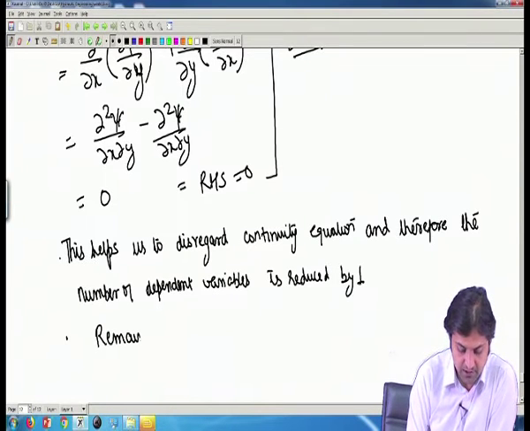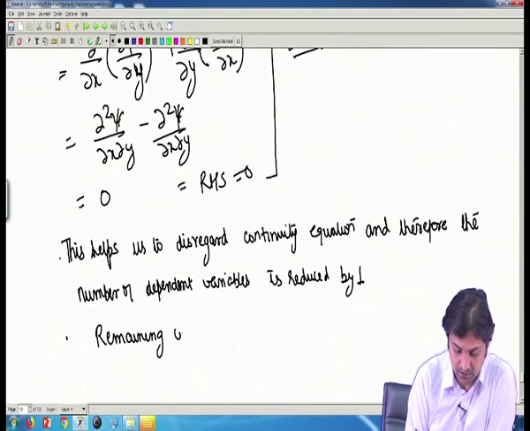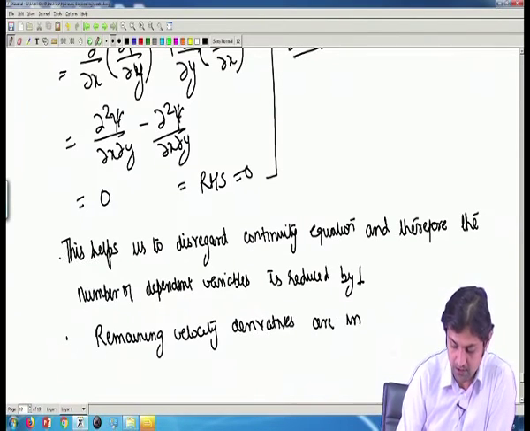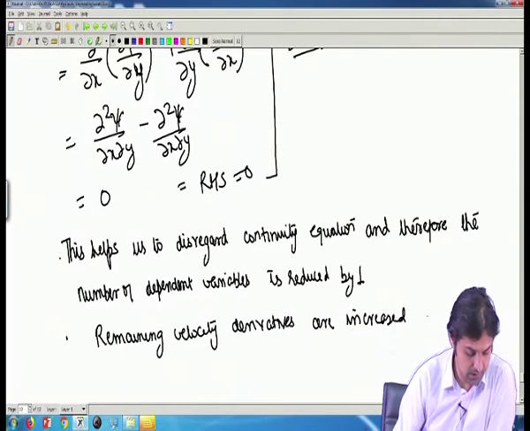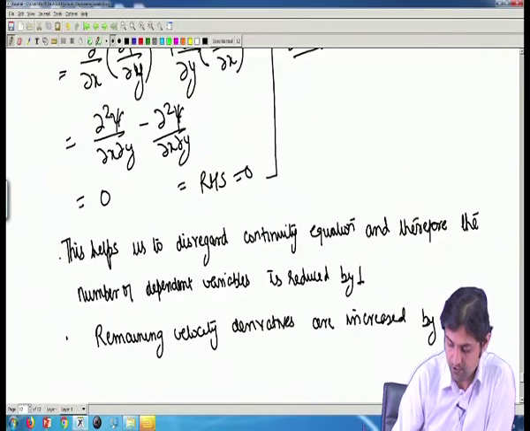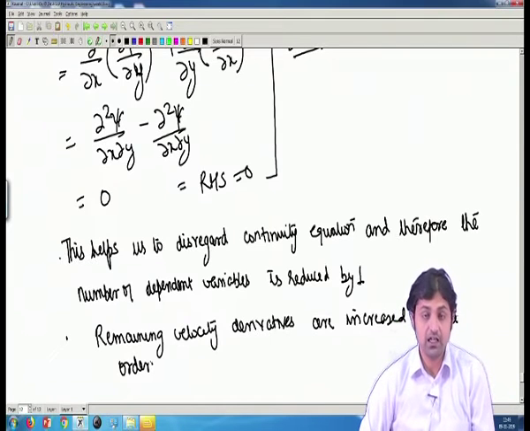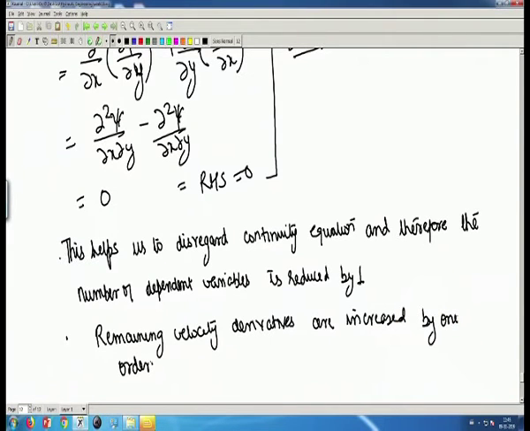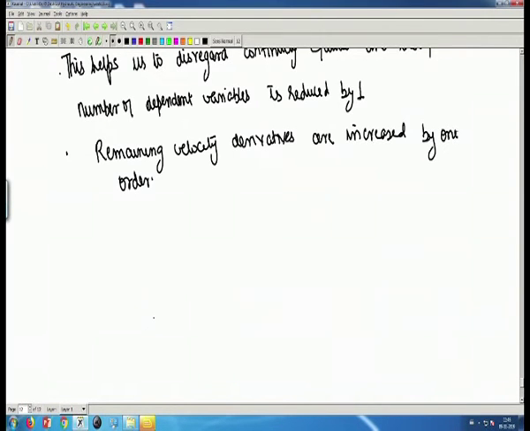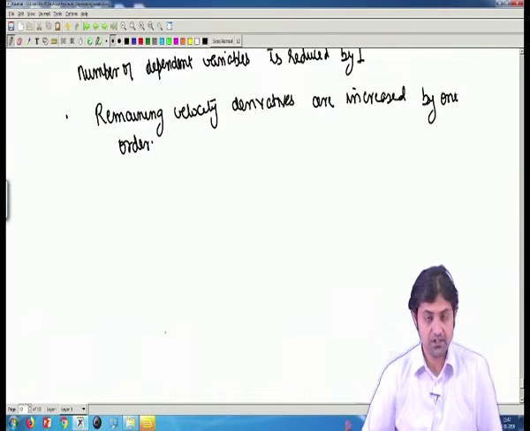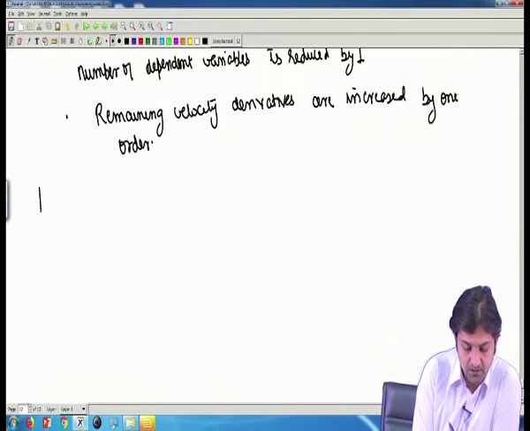The disadvantage is that remaining velocity derivatives are increased by 1 order, because as you see this is del square term. So therefore this is one of the disadvantages, but on the other hand the advantage is that the number of dependent variables is reduced by 1. Now what is the physical significance of stream function?